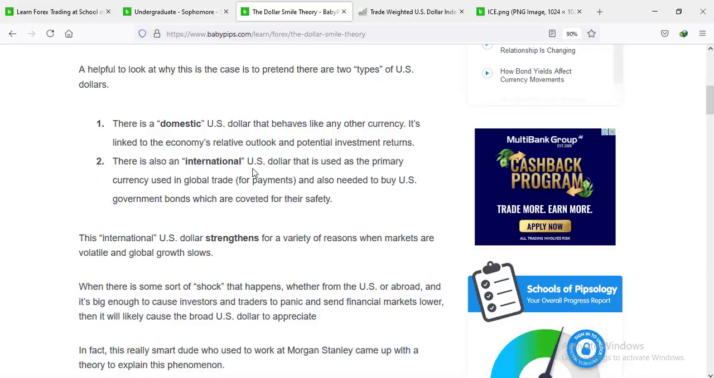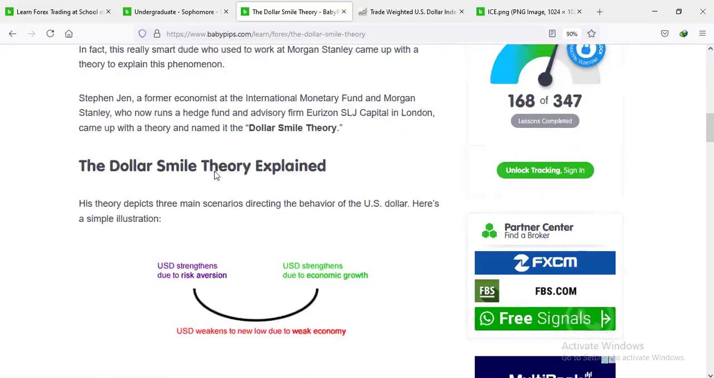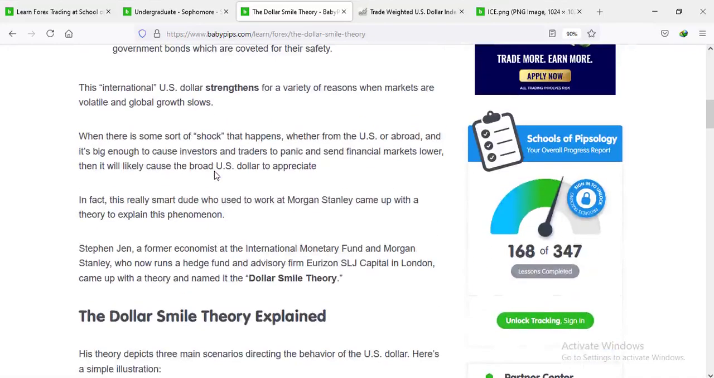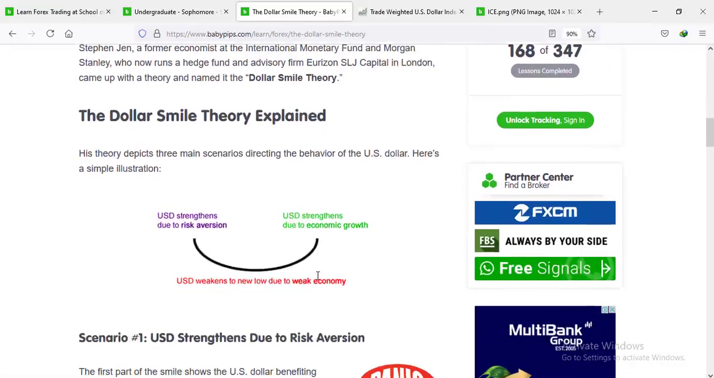So that factor alone can strengthen the US dollar. Do you understand? So what does the dollar smile theory indicate? This theory was invented by Stephen Jen, a former economist at the International Monetary Fund and Morgan Stanley. He now runs his own hedge fund and advisory firm, Eurozone SLJ Capital in London. He came up with the theory and named it the dollar smile theory.